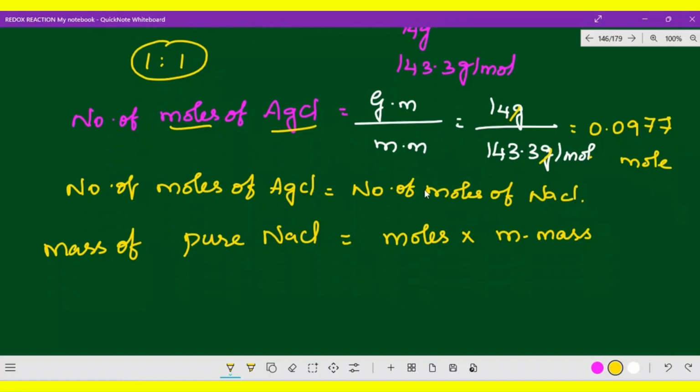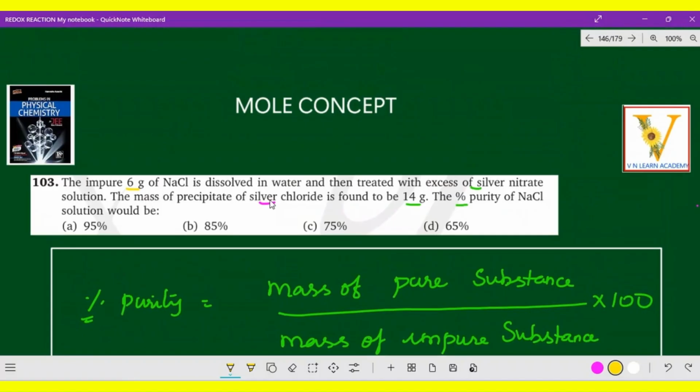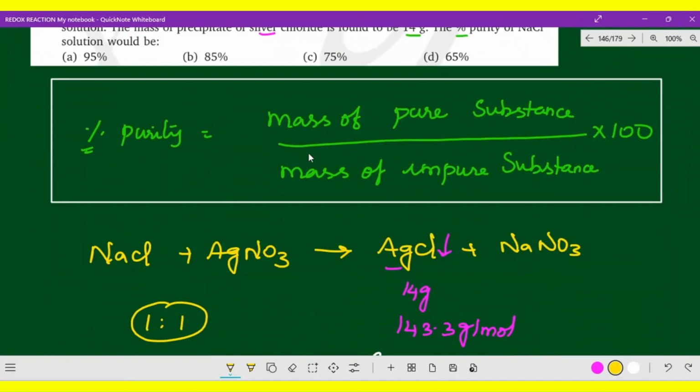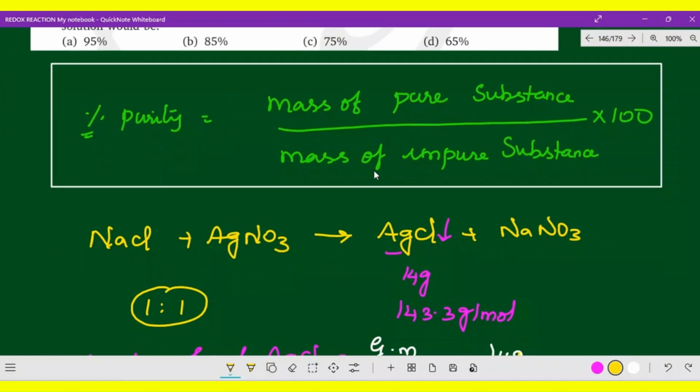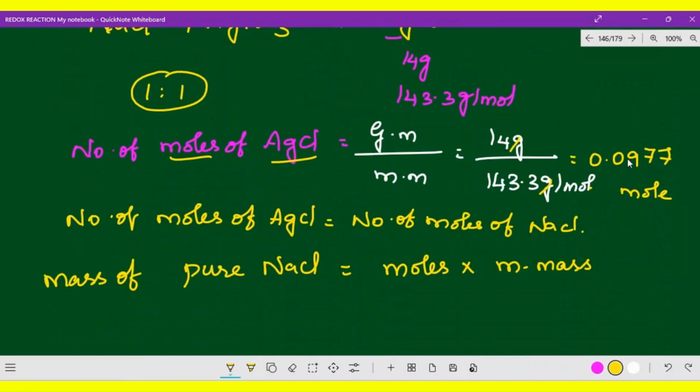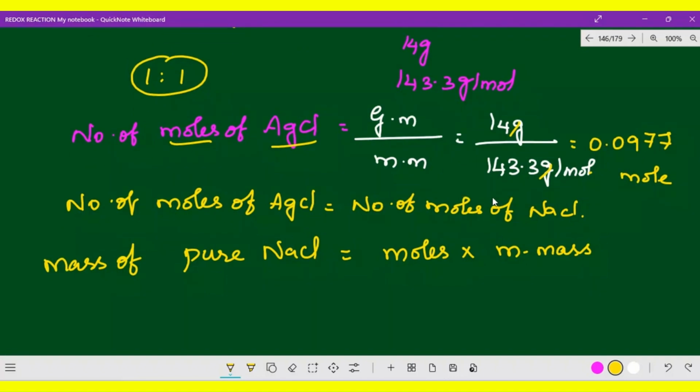Why are we not taking the 6 gram here? Because it is an impure substance. We want the mass of the pure substance. That is what we are doing, because here we got a precipitate, which is a pure substance. So from there, moles into molar mass of sodium chloride. What is the molar mass of sodium chloride? Sodium chloride is 58.5.